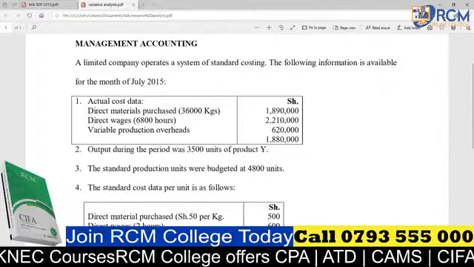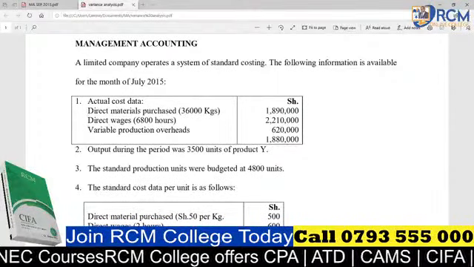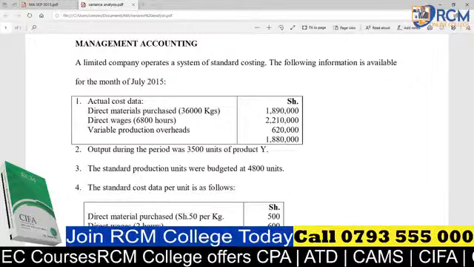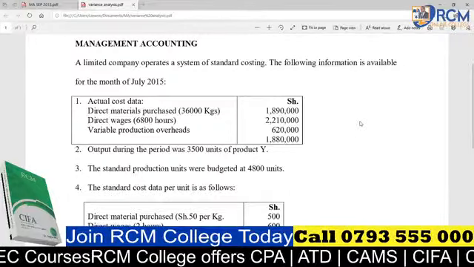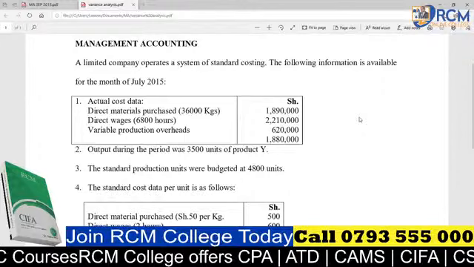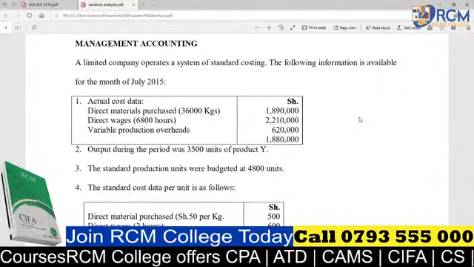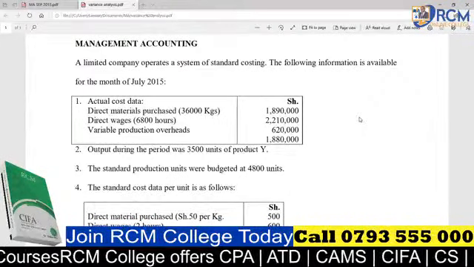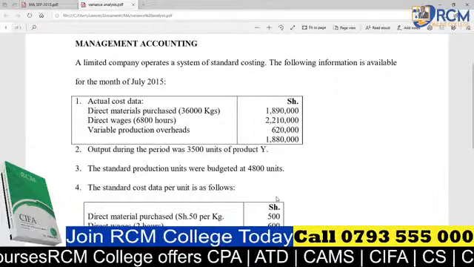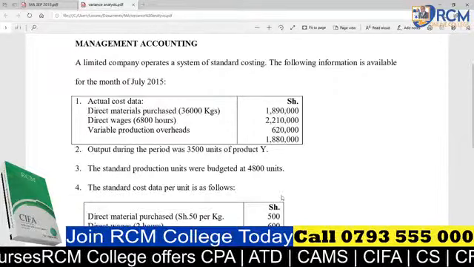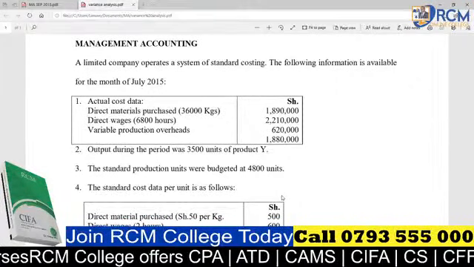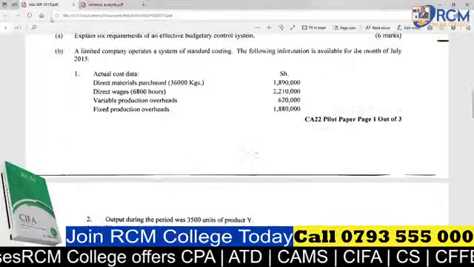So what I need is to know the standard quantity we want to work with to produce one whole unit. Please go to your standard information. I want to know the number of kilograms we need here to make a unit which will consume 500 in terms of material cost.